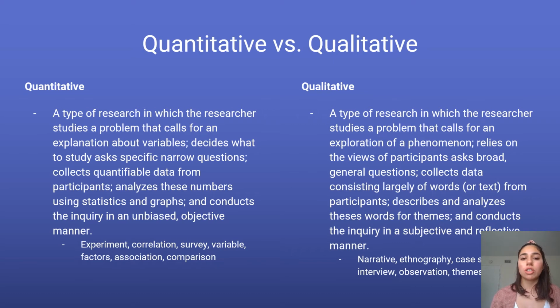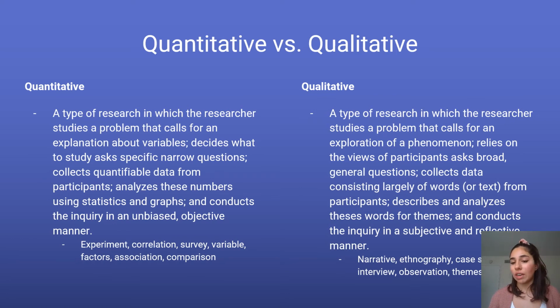So it's a type of research in which the researcher studies a problem that calls for an explanation about variables, decides what to study, asks specific narrow questions, collects quantifiable data from participants, analyzes these numbers using statistics and graphs, and conducts the inquiry in an unbiased, objective manner. So going through the book, some of the key words that you will see when you're discussing quantitative data is words like experiment, correlation, survey, variable, factors, association, and comparison.